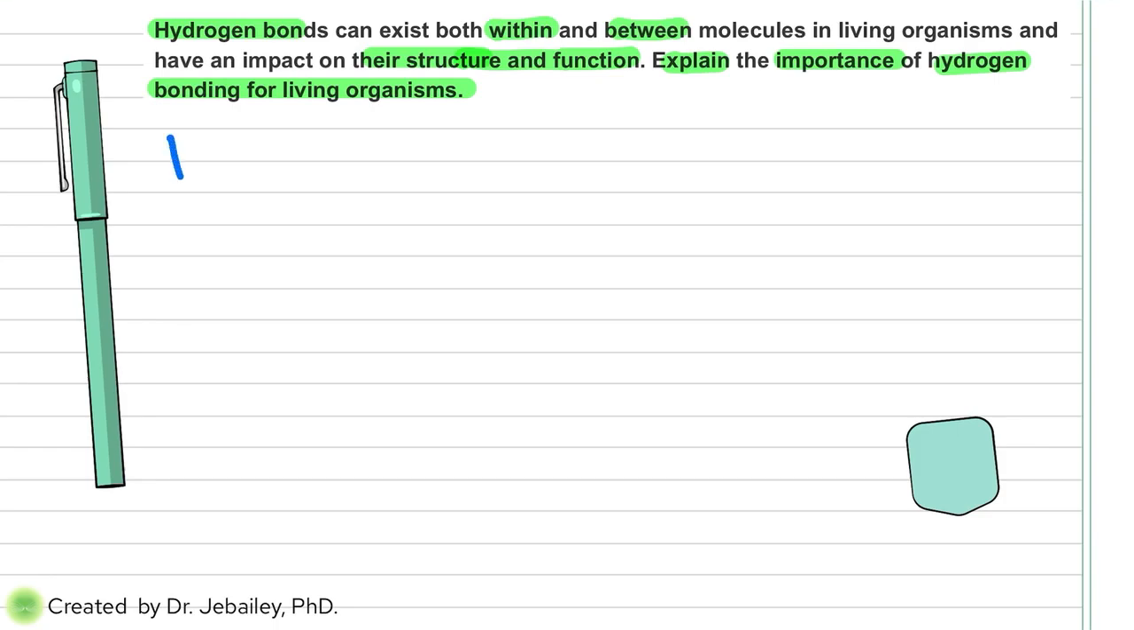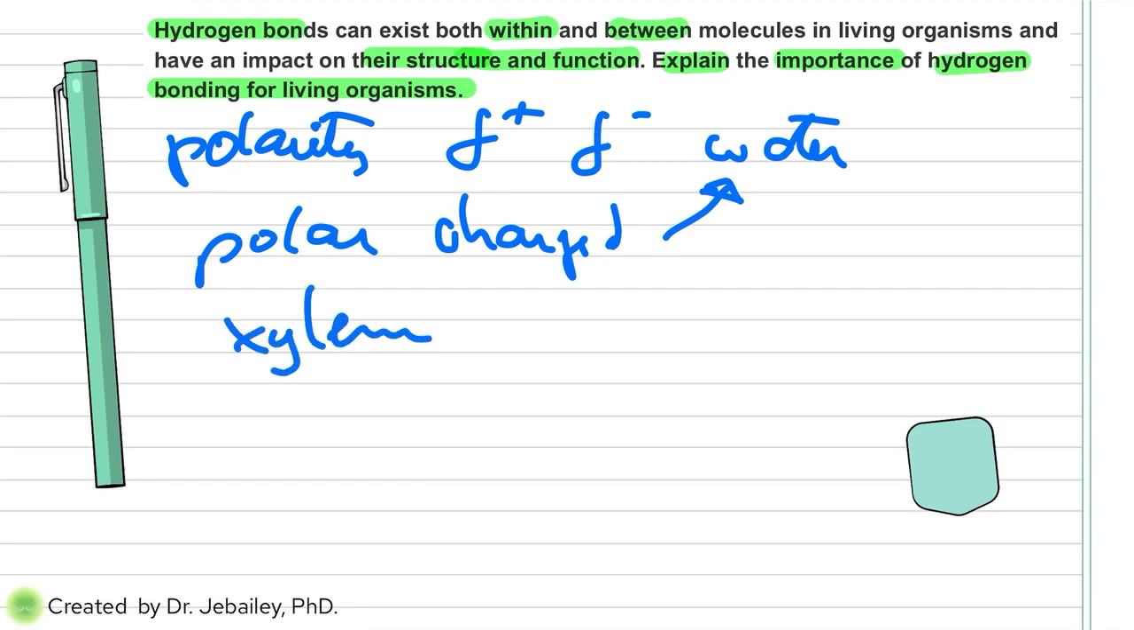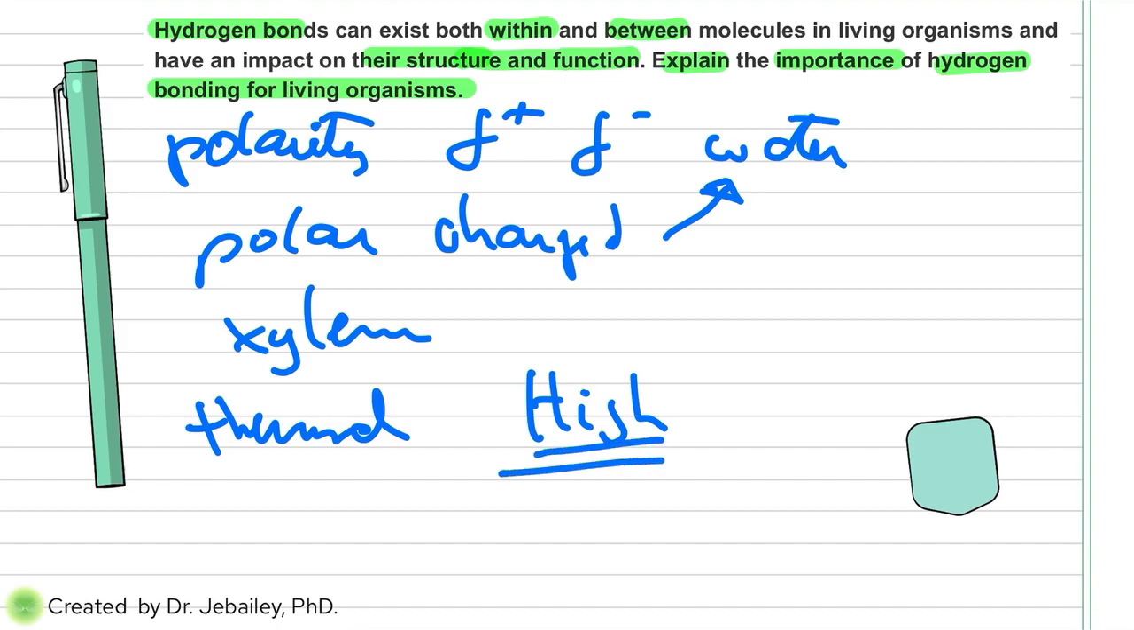So you can mention the polarity, such as the partially positive and the partially negative of the water. You can talk about other molecules that are polar, that are charged, and they connect with water this way. You can talk about, because of that, water going through the xylem, or you can talk about surface tension. You can talk about how hydrogen bonding is the reason why you have special thermal properties, such as the high specific heat or the high heat of vaporization. All those high things related to water, high melting point, boiling point, and how this helps water be a coolant to the body.